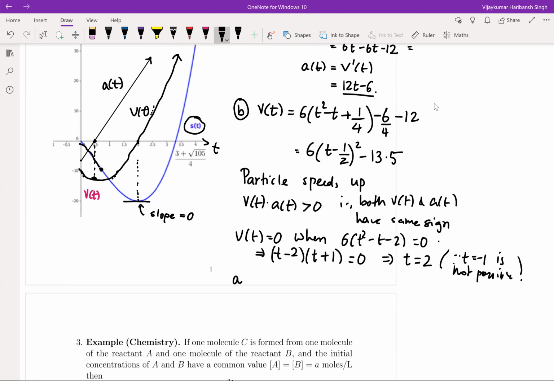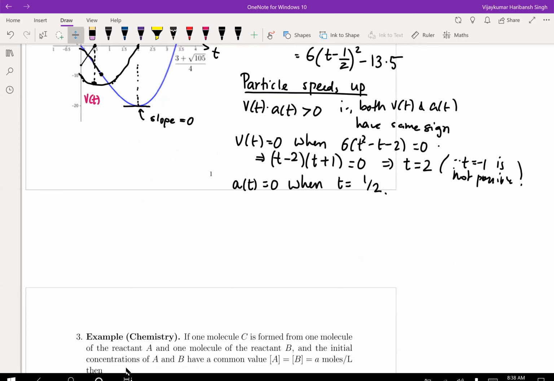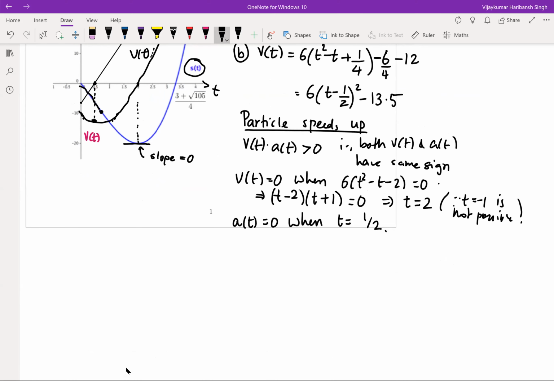Now, what about a equals 0? So a is 0 when t equals 1 over 2. So now we need to decide. We said the particle speeds up when v of t times a of t is greater than 0, so we need to investigate that case. Let's mark these points on a straight line where they become zero. v of t becomes 0 at 2, and a of t becomes 0 at half.